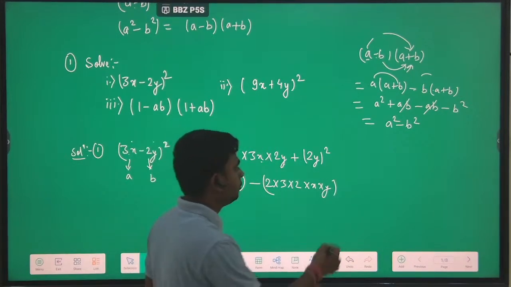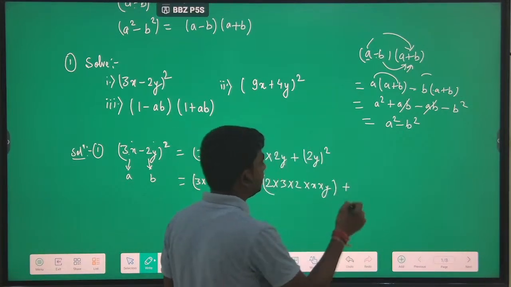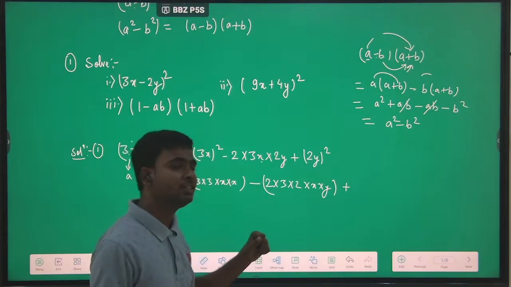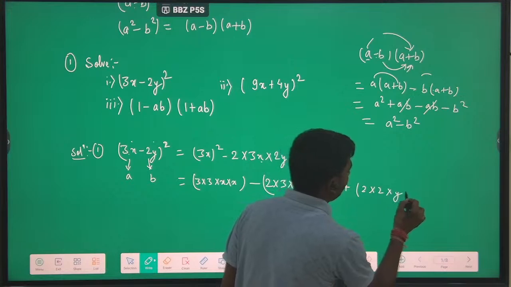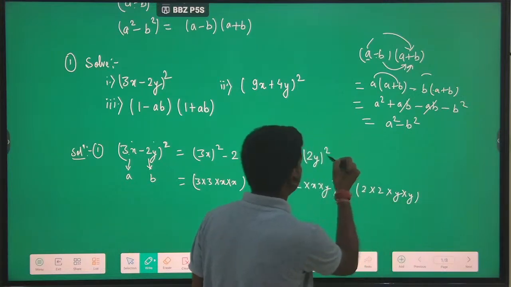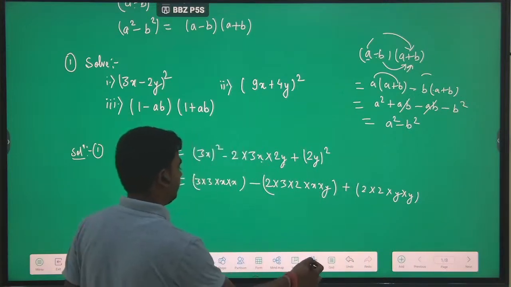For the third term, what will we do? Here it is plus 2y to the power 2, which means 2 into 2, 2 into 2 into y into y. Since it is 2 square into y square. So what will we get?